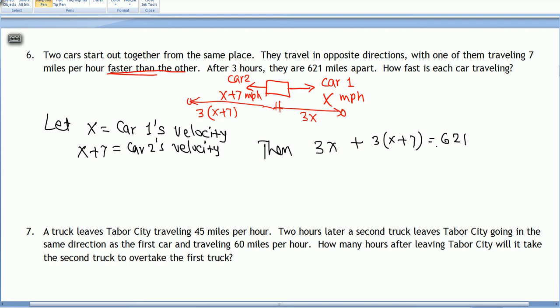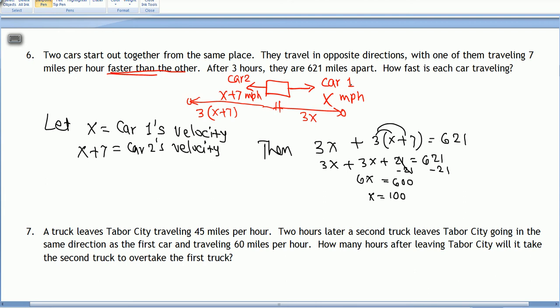Now we solve this equation for x. This is 3x plus, distribute, 3x plus 21 equals 621. 3x plus 3x is 6x, move 21 to the other side, subtract 21, so 621 minus 21 is 600. Now divide by 6, we get x equals 100.